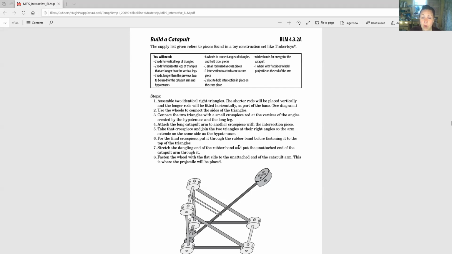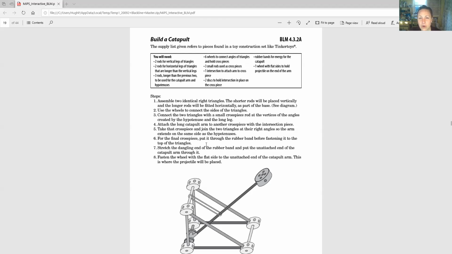But if you want to get creative, there are a number of different things that you can use to build a catapult. You can go online and look for ways to build a catapult out of things you have at home. Maybe you build it out of marshmallows and straws or toothpicks, whatever you can. But see if you can build a catapult, and then you can go ahead and do the lab for 4.3.2b. So have some fun with this, do your best.